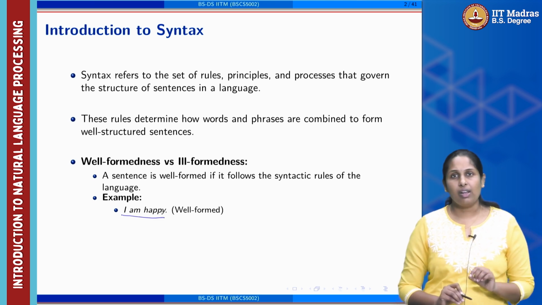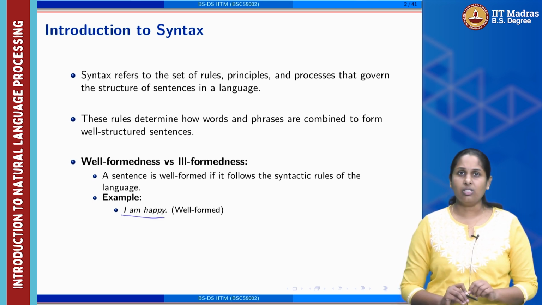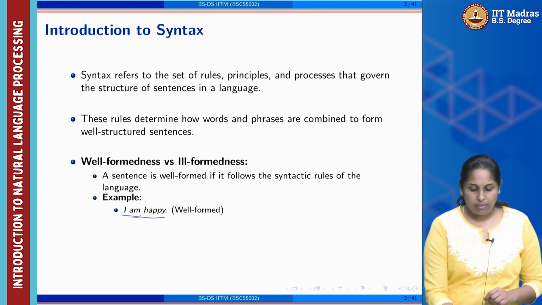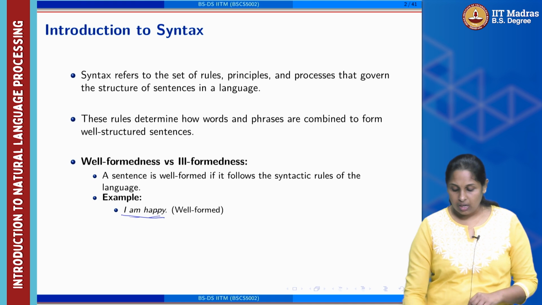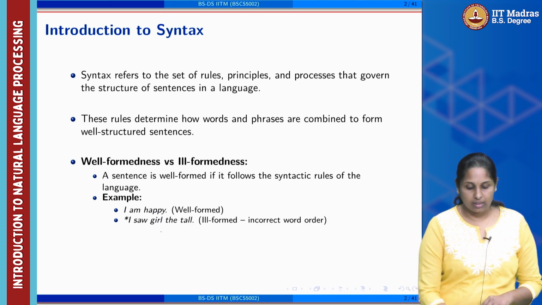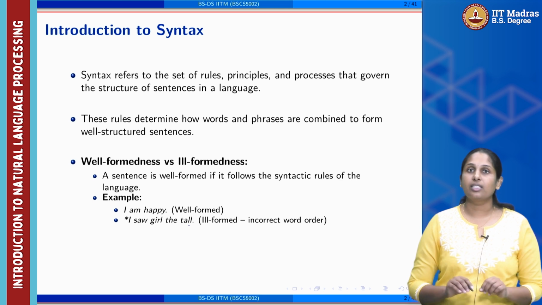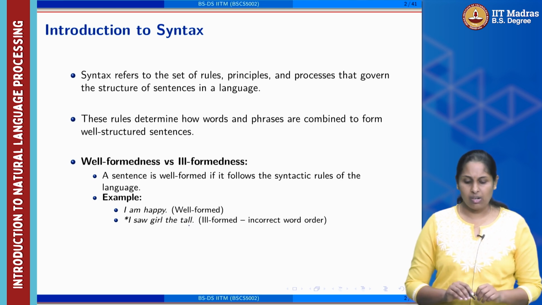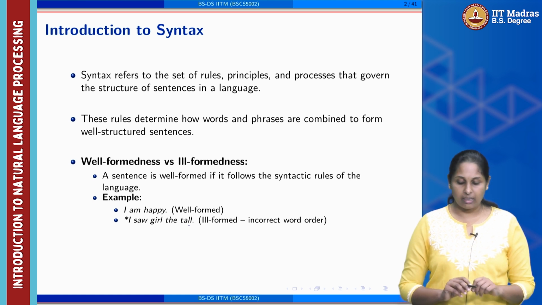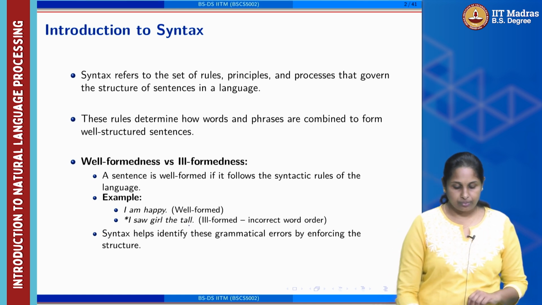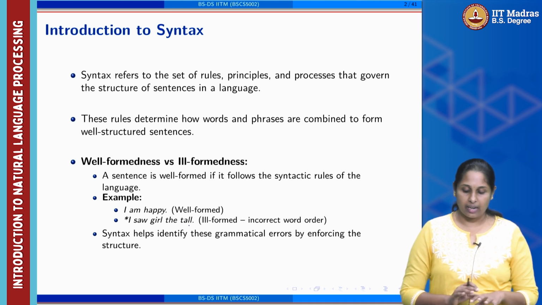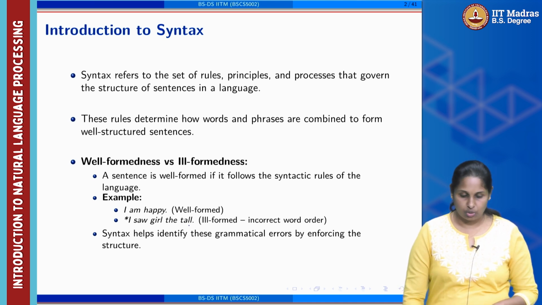So this is a well-formed sentence structure in English where the sentence starts with the subject and there is a verb and there is an adjective. Right. So on the other hand, if we give a sentence like I saw girl the tall, it is unacceptable and also ungrammatical. And these kinds of sentences we call ill-formed sentences. So syntax helps to identify these grammatical errors by enforcing a structure to it.